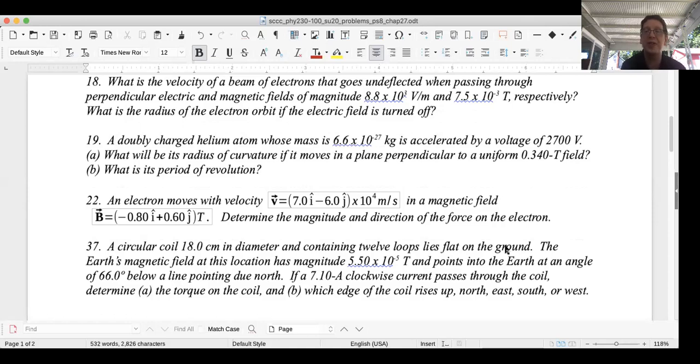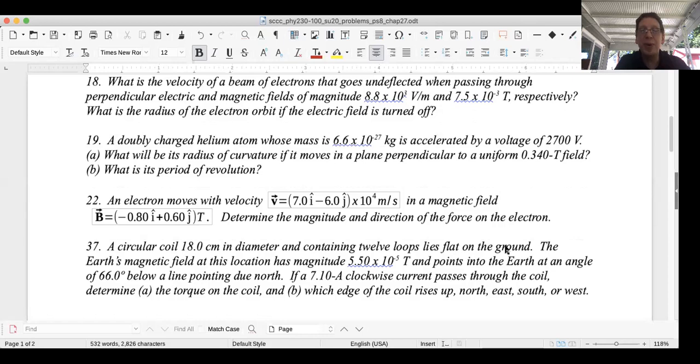So the magnetic field has a north component, and a downward component. We'll define the north component as positive J, and the downward component as negative K. You'll have an east-west component, so east is the positive X direction, north is the positive Y direction, and up is the positive Z direction. So keep those in mind when you're doing this.